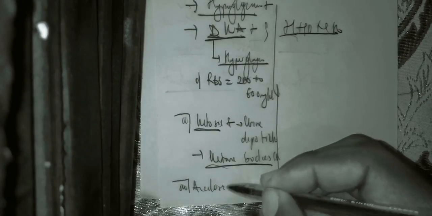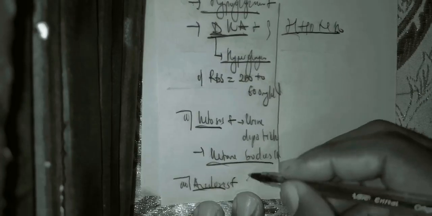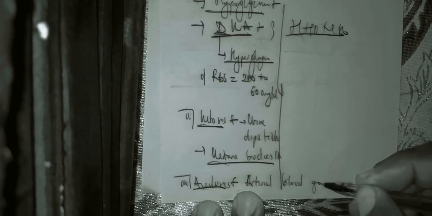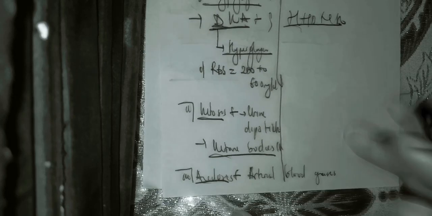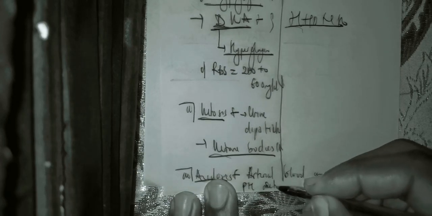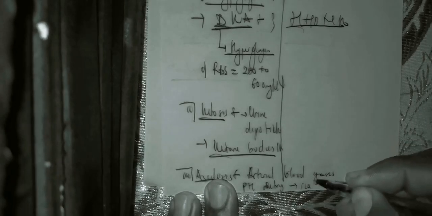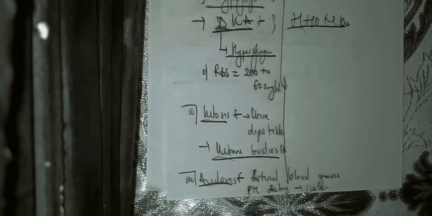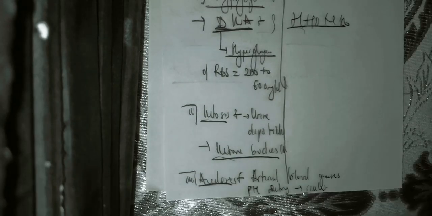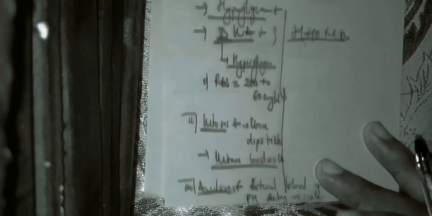Now the third element is acidosis. To confirm acidosis, you ask for arterial blood gases, and at the level of arterial blood gases you're going to see the pH metric, or the pH scale. So those are the three elements that you come out with for the diagnosis of diabetic ketoacidosis.